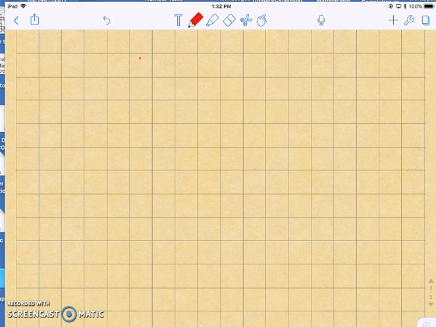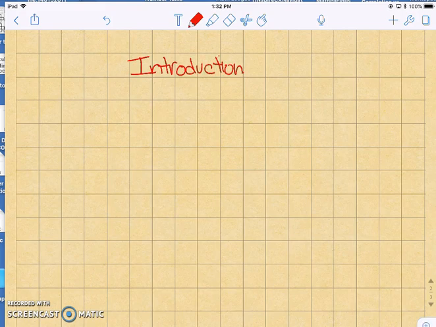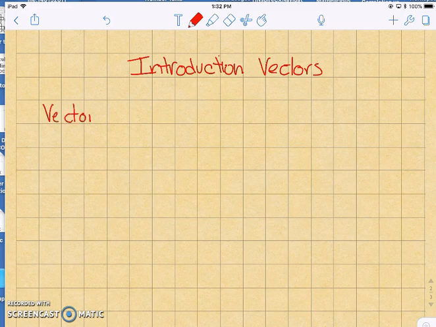So today is going to be our introduction to vectors. Now some of you might have talked about vectors if you've had physics, so this might be a review for you, but some of you this might be brand new. So what exactly is a vector? A vector is a quantity that has magnitude and direction.